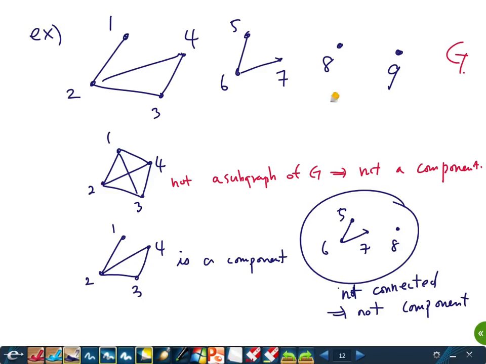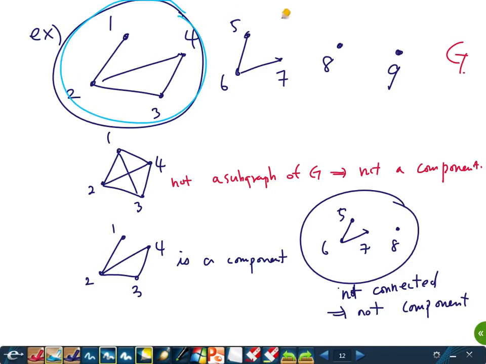So how many components are there here now? How many? This is a component, right? This is a component. This is a component. What about this? Is this a component?